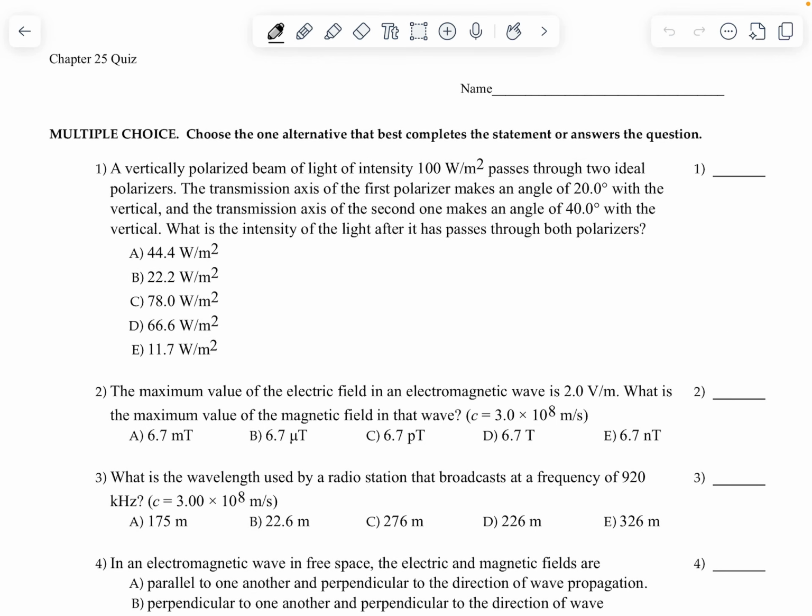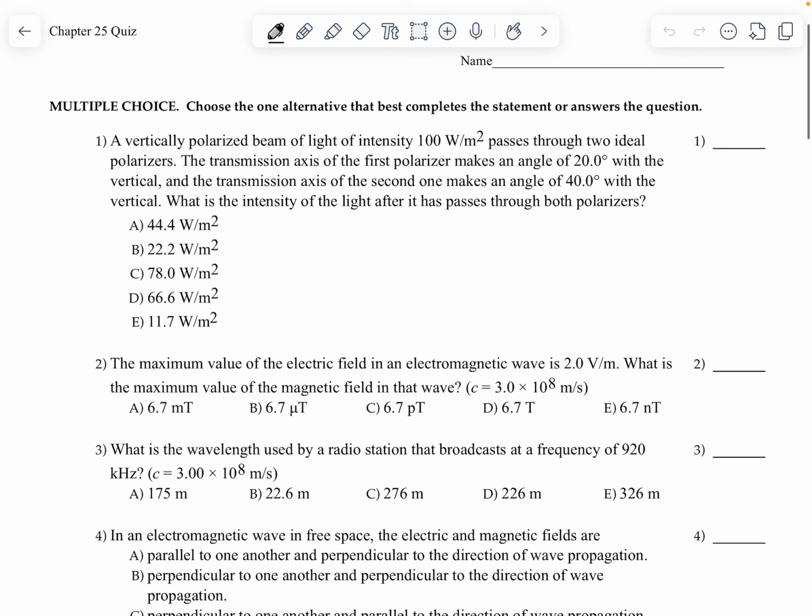All right, so this is the chapter 25 quiz. So first one, a vertically polarized beam of light passes through two ideal polarizers. So you have two polarizers, and the intensity is 100 watts per meter squared.